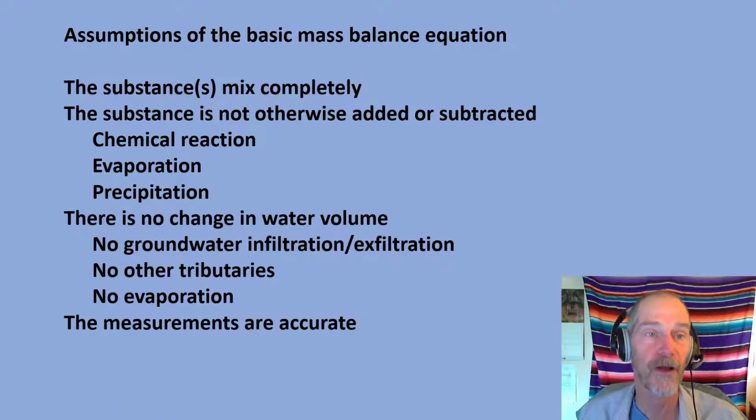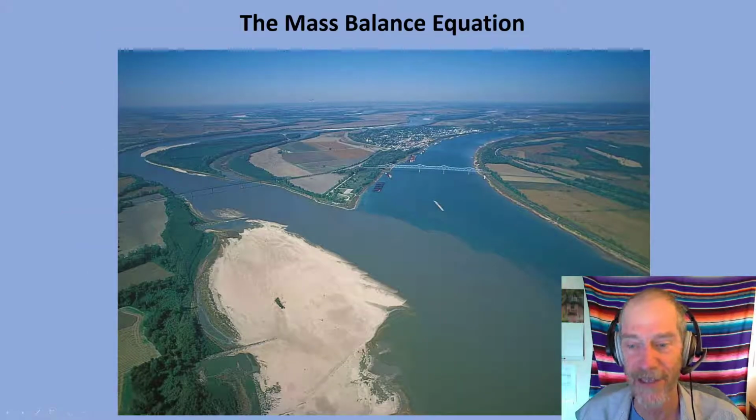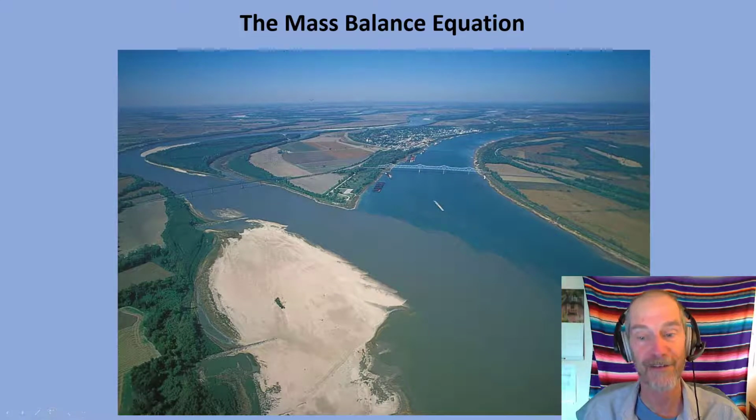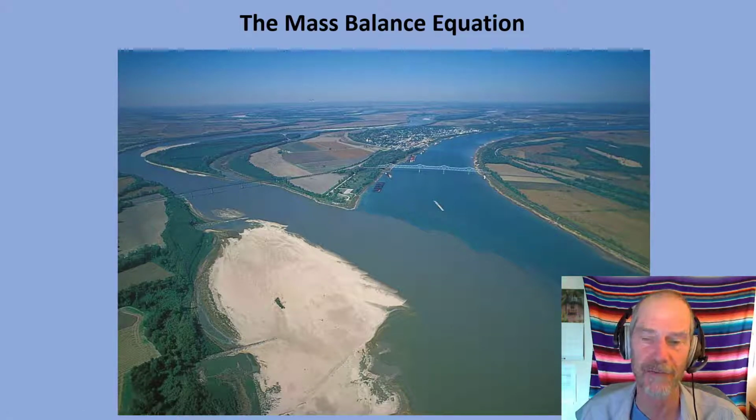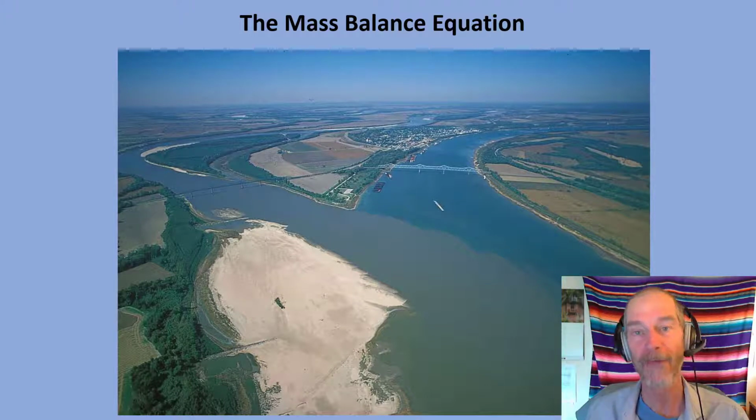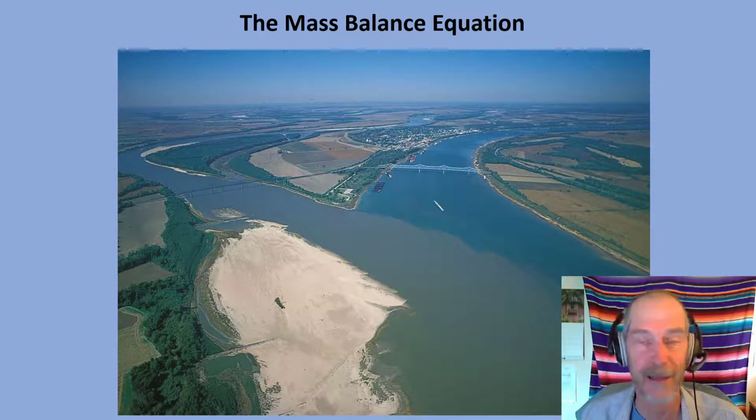So first of all, the assumptions of the basic mass balance equation are as follows. First, that the substance that you're considering mixes completely. Not true in this case. You can see that this turbidity does not mix completely. And I've seen cases, for instance, I flew out of the Arcata airport once, and we crossed the mouth of the Klamath River, and the Klamath River was turbid and it went into the ocean, and for many, many miles it did not mix.